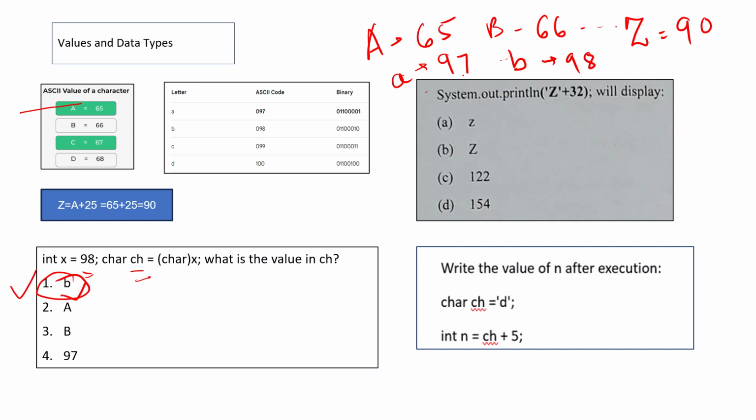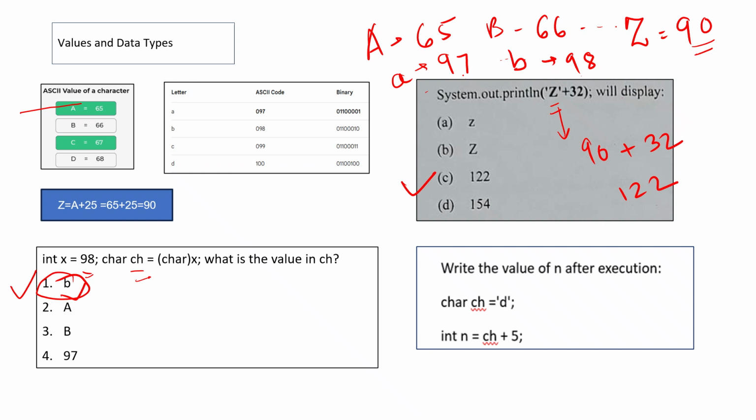Now another question: what will System.out.println of Z plus 32 display? Capital Z gives me the value 90. 90 plus 32 will give me 122. So my output over here is 122.